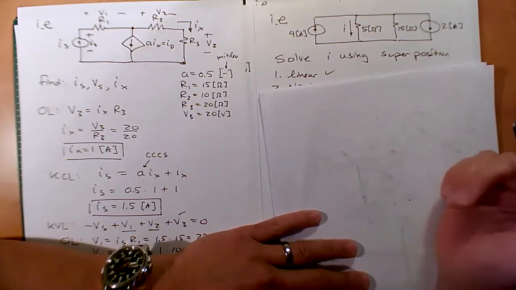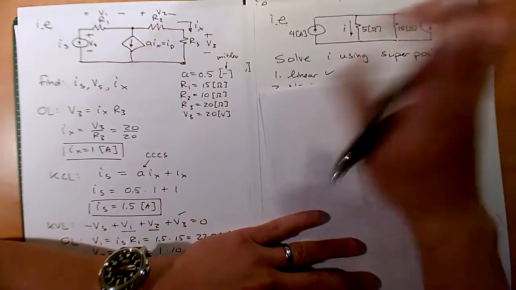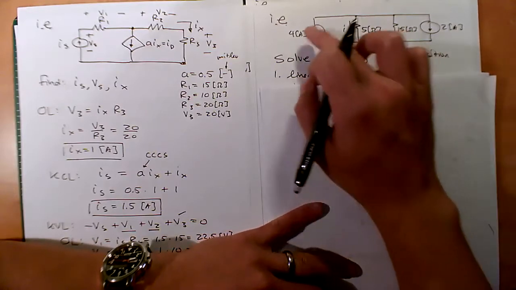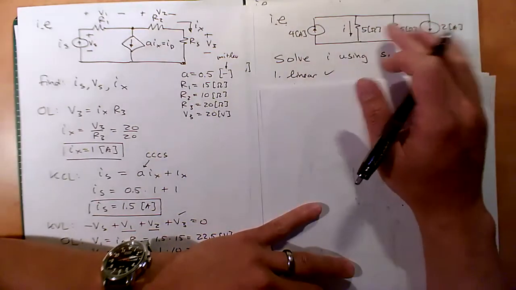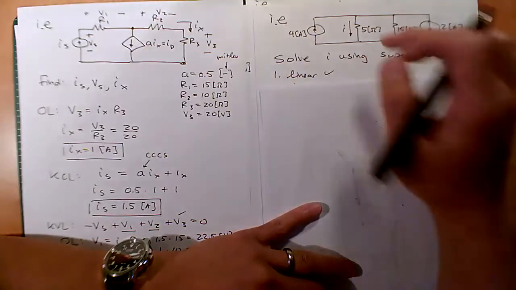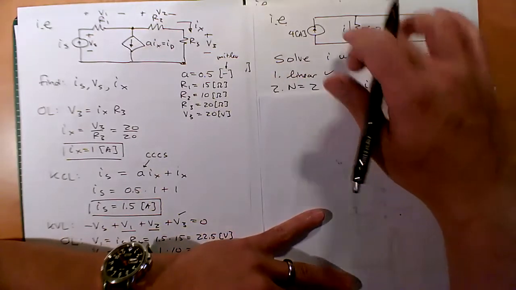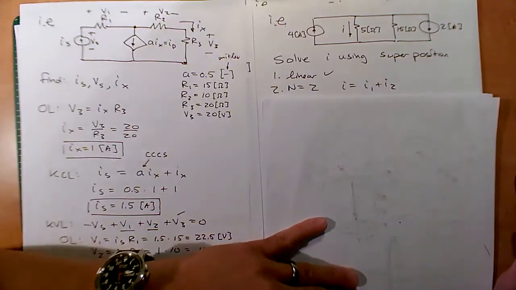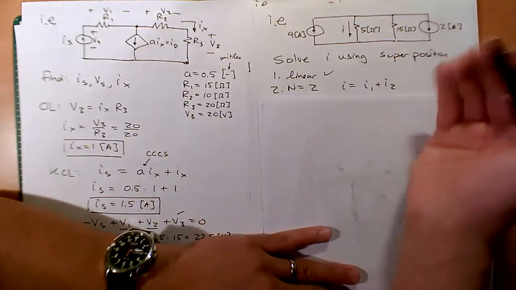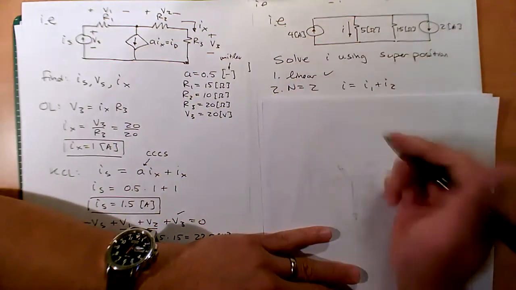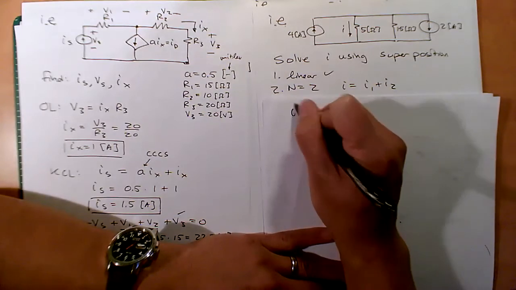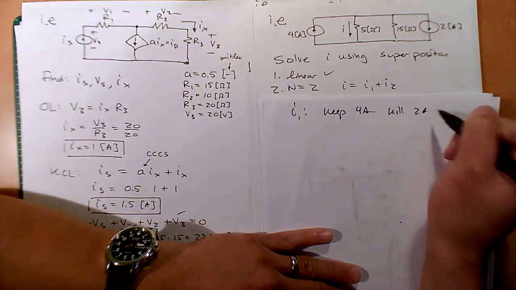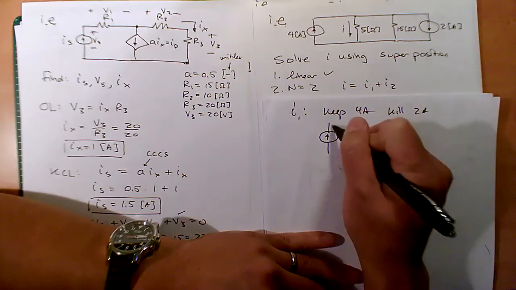But since we have two sources here, superposition could work because you could just analyze it one source at a time. The first step always is checking linearity. Yep, these are all linear elements, no weird dependencies, no squares, no cosines, no sines. All right, we could do that. We say n equals 2, so we're going to solve for this current twice. So I immediately write I1 plus I2. And now we just go ahead and pick one, kill the other, pick one, kill the other. So let's go with I1, and let's say we keep the 4 amp and kill the 2 amp. So what are we going to have? We're going to have something that looks like this.